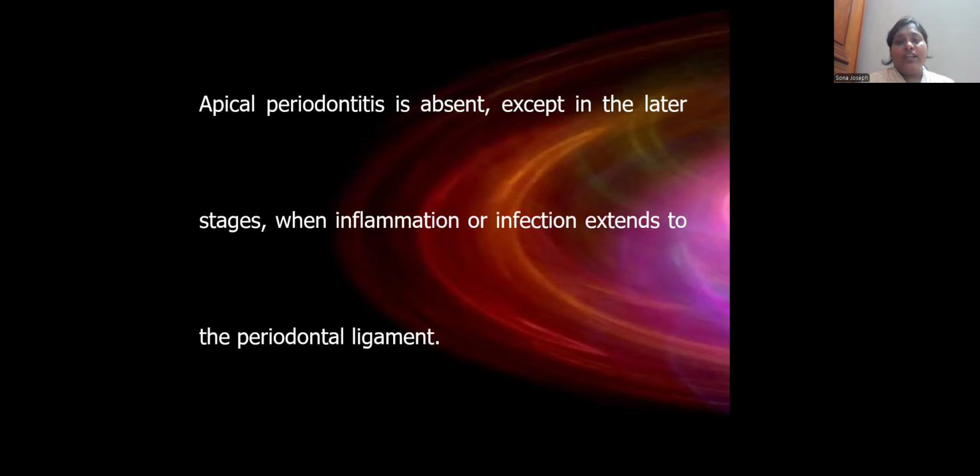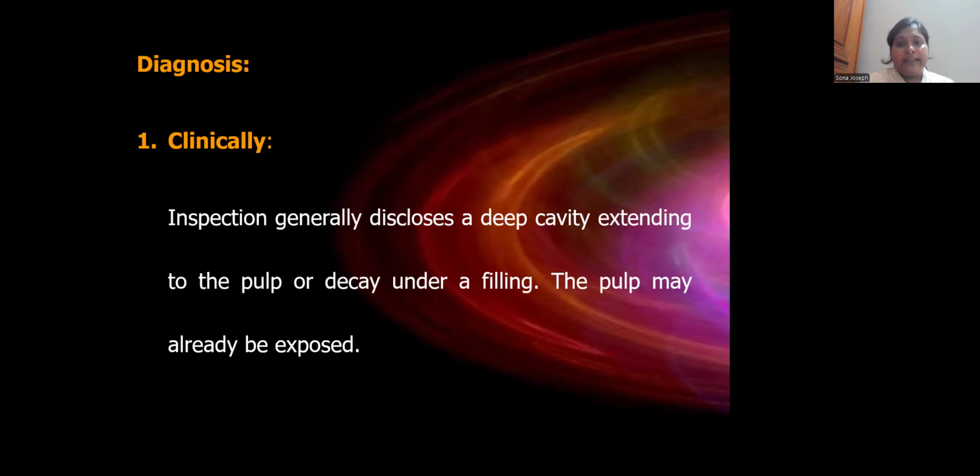Apical periodontitis or any inflammatory or other conditions of the periapical region is absent. So mobility or tenderness on percussion will usually be absent. If it goes to that stage, then it will be classified under periapical diseases or periodontal diseases. Clinically, you might see a deep cavity or caries extending up to the pulp, or decay under a filling that is close to the pulp.